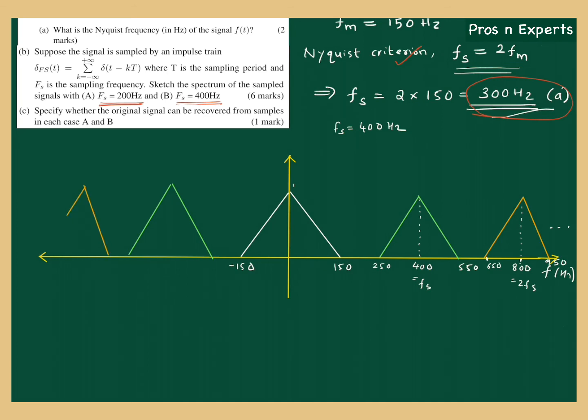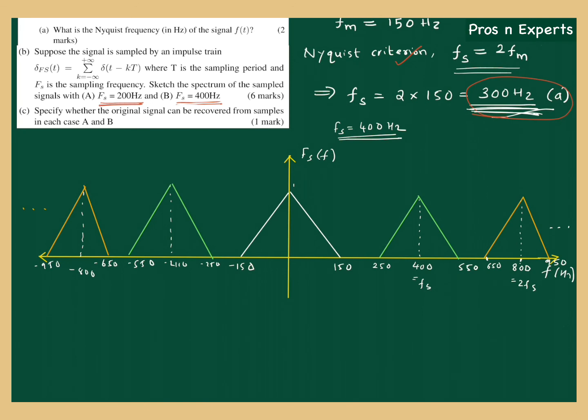And again it repeats into infinity. The frequency values are again the same but with negative sign. So this is minus 400, this is minus 250, this is minus 550. Similarly, this is minus 650, this is minus 2fs, which is minus 800, and this is minus 950, and it goes on. So this is the spectrum of the sampled signal when it is sampled at 400 hertz, which is greater than the Nyquist criterion of only 300 hertz.